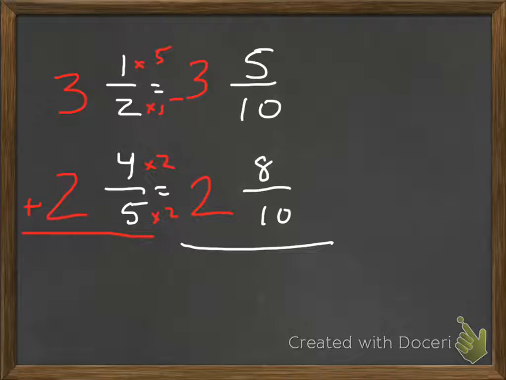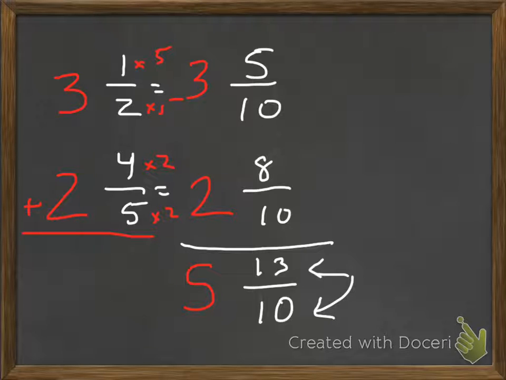I'm going to add my whole numbers. 3 plus 2 is 5. Now I can go ahead and add my fractions. 5 plus 8 is 13, and your denominator stays the same. So just like yesterday, in Lesson 2, we're going to change the fraction part, that's an improper fraction, to a mixed number, because you can never have a numerator bigger than its denominator. So I'll take 13 divided by 10.